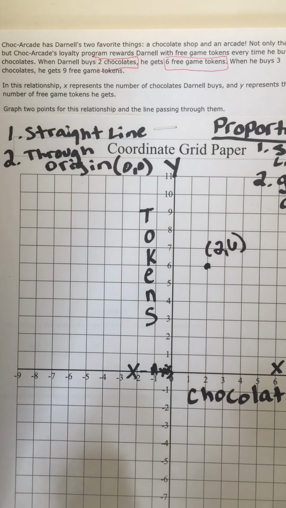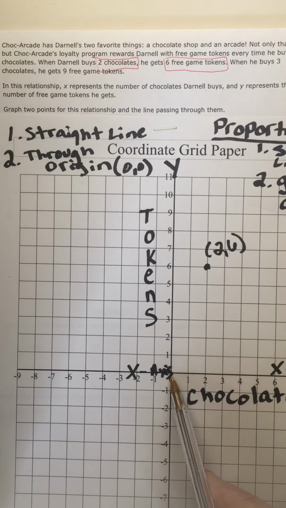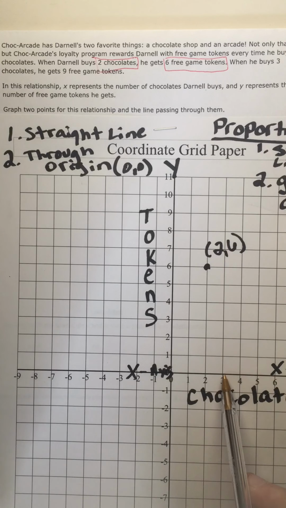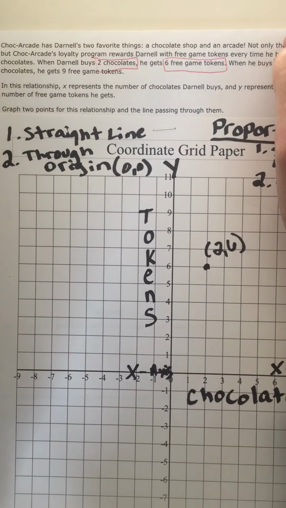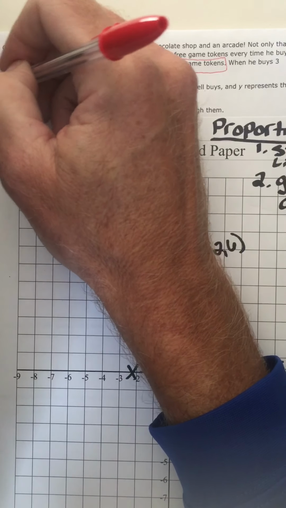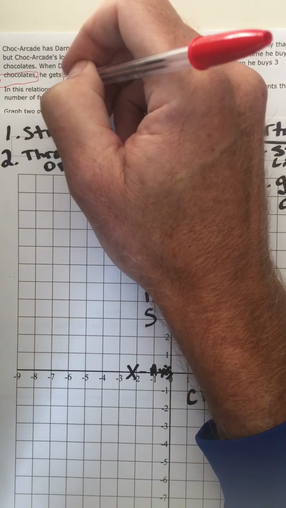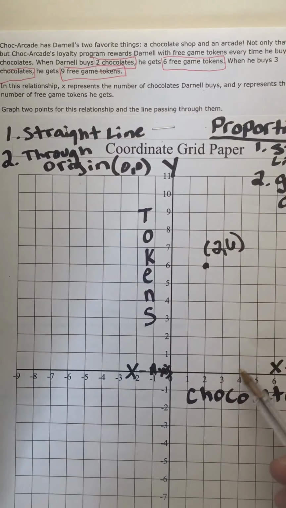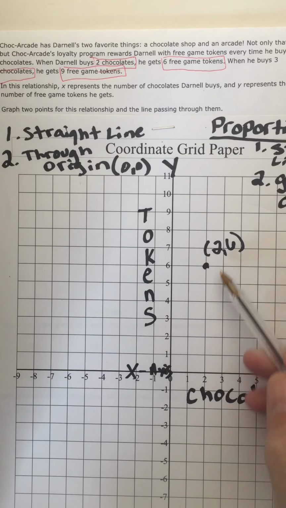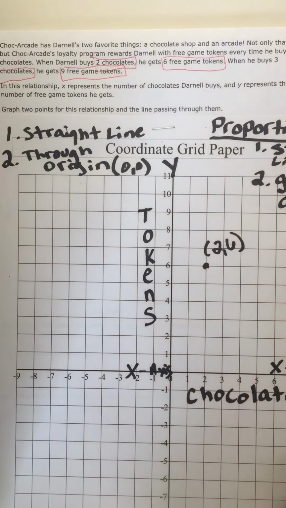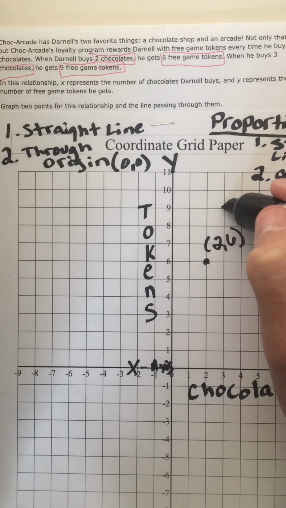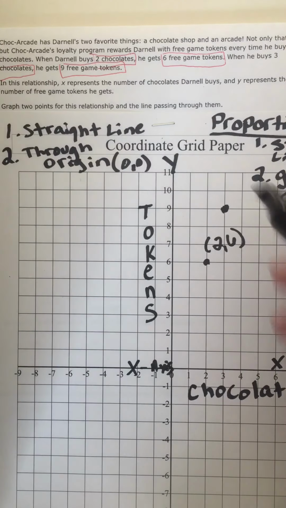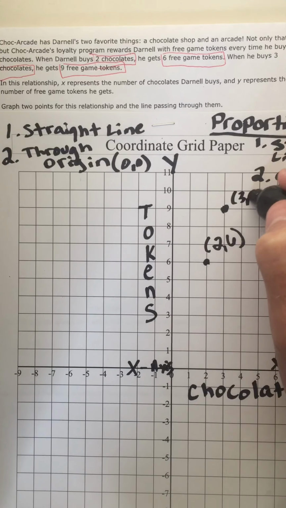It says when he buys 3 chocolates, he gets 9 free game tokens. So again, 3 chocolates would put him here. 1, 2, 3 chocolates, you see it labeled. And then he would get 9, let me mark this again. So 3 chocolates would get 9 free game tokens. So 3 chocolates, and then I go up here until I get to 9, and then I'll mark that again. That will get him 9 free game tokens.